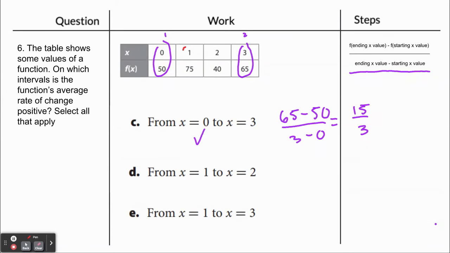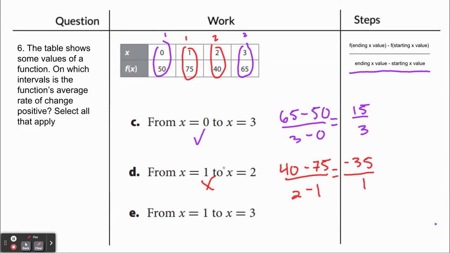The next one, looking from 1 to 2. So I'm going to call this our first point and our second point. So in this one, we get 40 minus 75 over 2 minus 1. So in this one, we get negative 35 over 1, and that simplifies to negative 35, but that is a negative number, so it's not a positive rate of change.